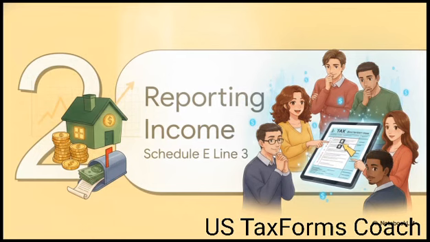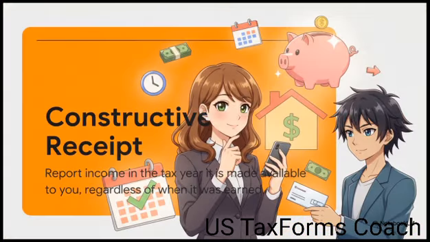Moving right along to Section 2, how to actually report that rental income. Let's talk about the money coming in. Specifically, we're focusing on line 3 of your Schedule E, which is where you report your total gross rents. Now, to do this correctly, we have to talk about a tax concept called constructive receipt. Sounds formal, right? But it really just means that income must be reported in the tax year it's made available to you regardless of when it was actually earned.